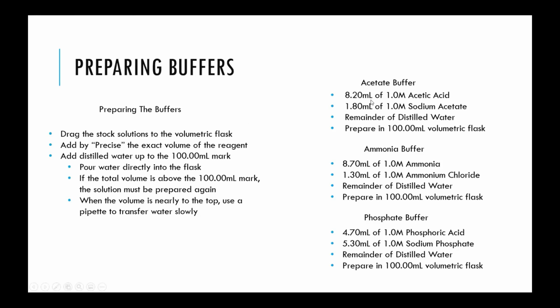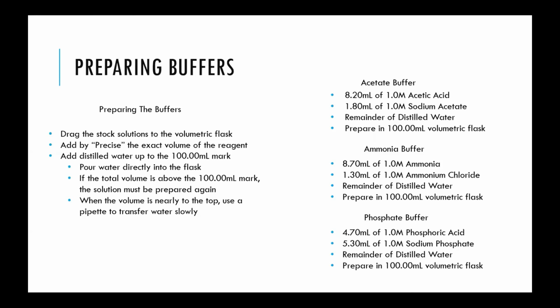As you prepare these buffers, let's say in the first instance, you take the 1 molar acetic acid, drag that to the volumetric flask, add exactly 8.20 milliliters, then drag the sodium acetate over to the volumetric flask and add 1.80 milliliters, and then fill that up to the mark with distilled water. Now, volumetric flasks are designed to contain exactly the amount that they are rated for. And in this case, it would be 100 milliliters.